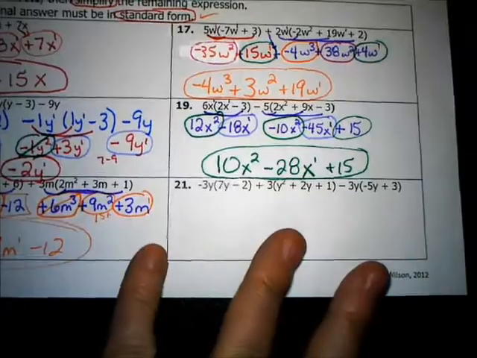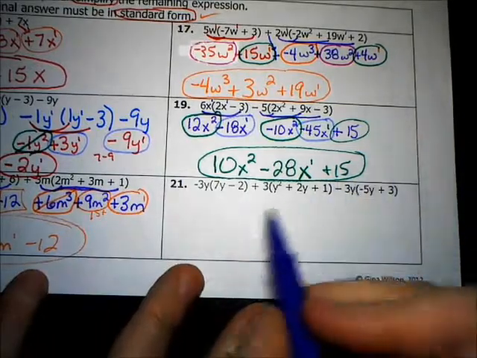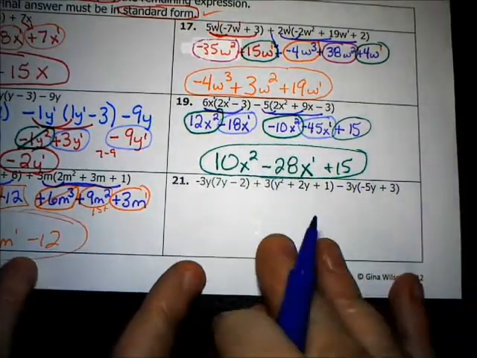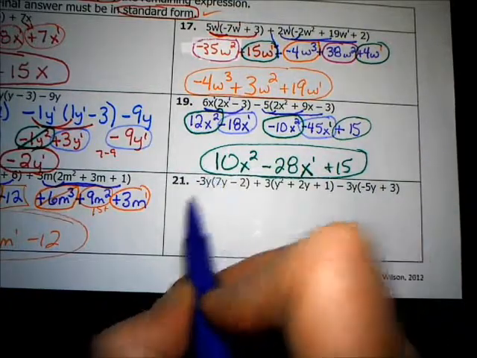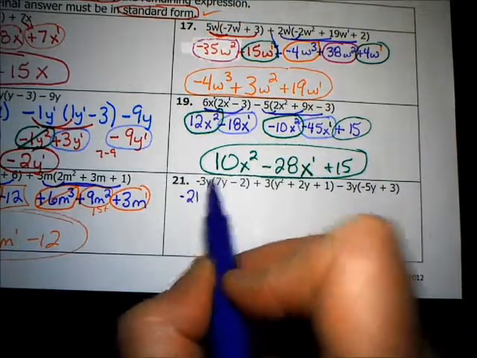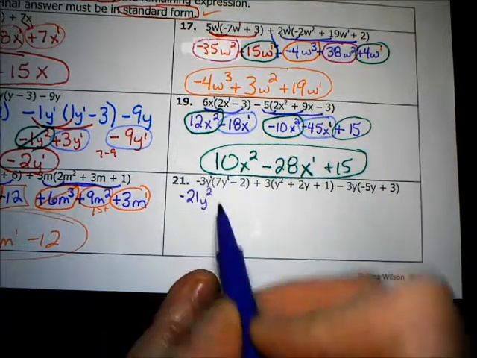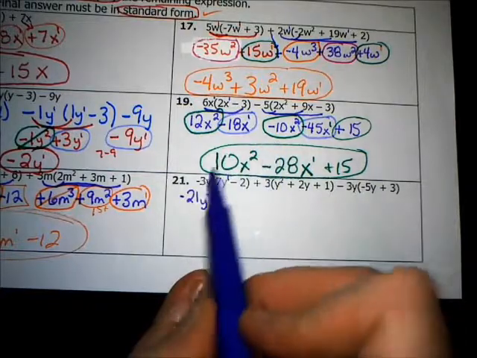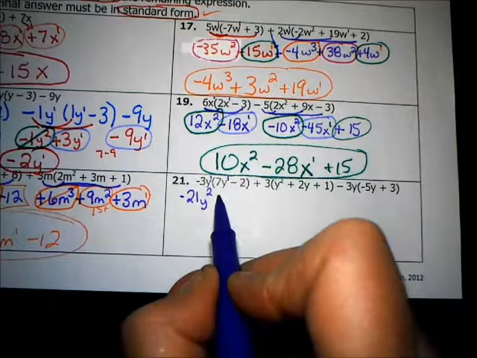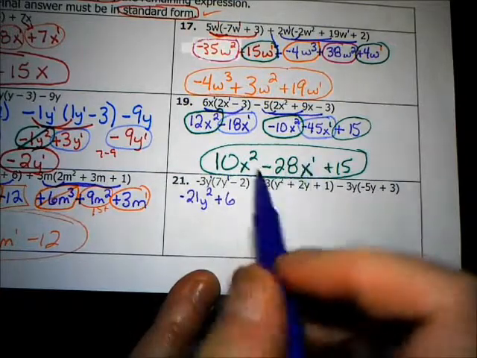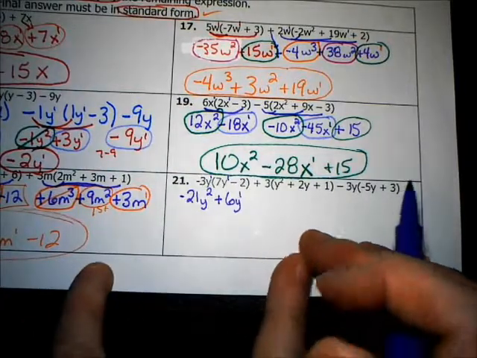Okay, here we go with the last one on this page. I'm going to distribute. Looks like a negative 3 on this one, so I have to pay attention. Negative 3 times 7 is a negative 21, and y^1 and y^1 makes this y^2. Negative 3y times a negative 2. Negative times a negative turns that to a positive, and I bring the y over. And I'm through with the first set.